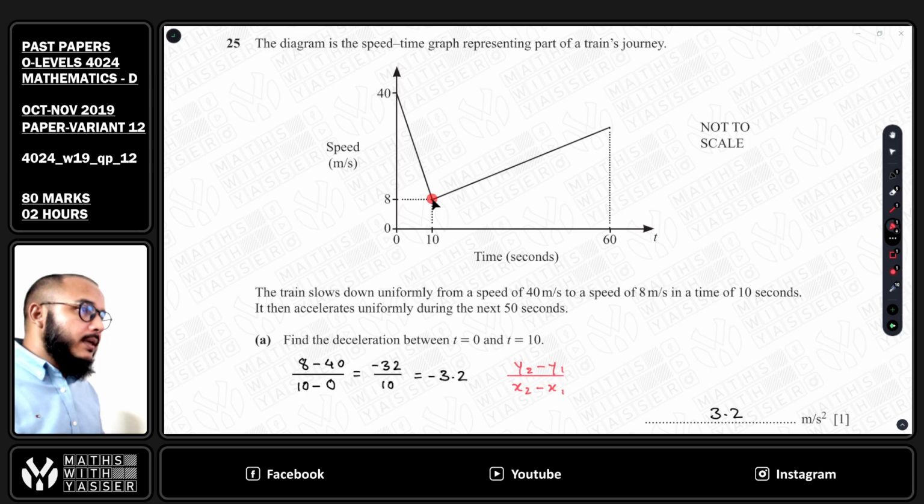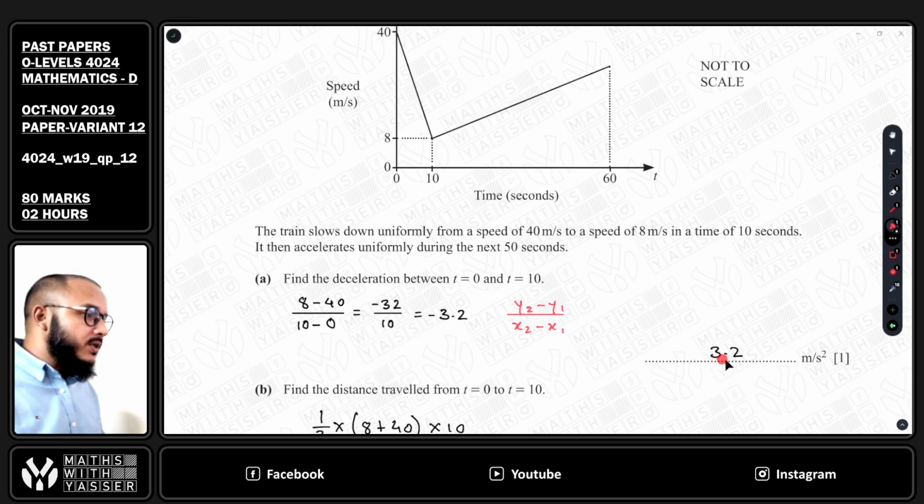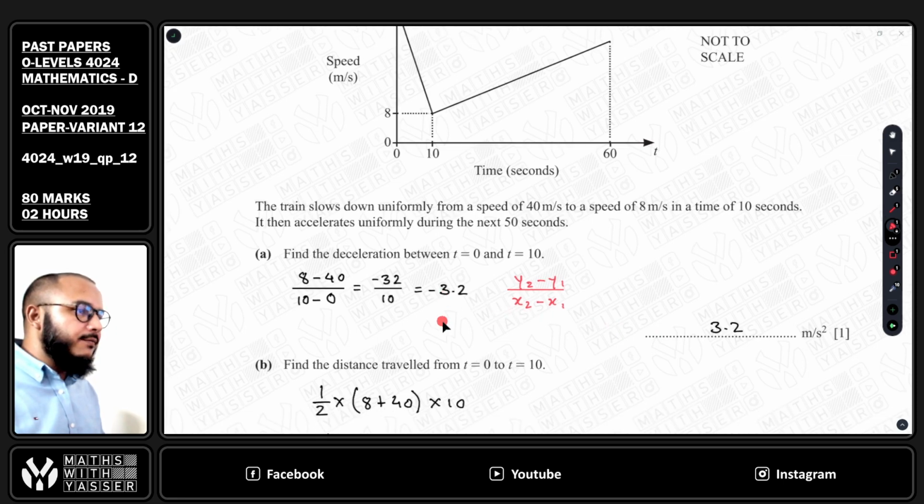So 8, I'm considering this to be the y2. So 8 minus 40, which is the y1, over x2 minus x1, which is 10 minus 0. That is the x2 and that is the x1. So that will give me negative 32 over 10, which is negative 3.2. This is negative acceleration, which is deceleration. So since they have mentioned that we need to find the deceleration, I am writing it as positive 3.2 because the deceleration is positive and the acceleration is negative.